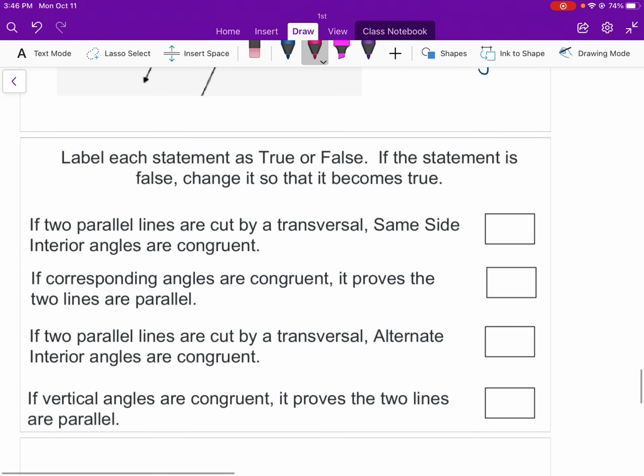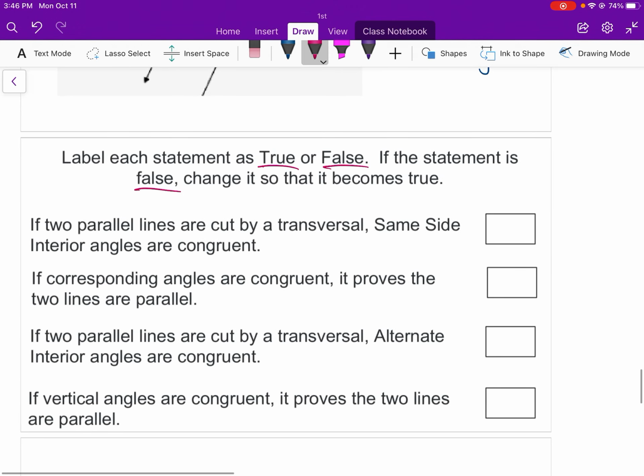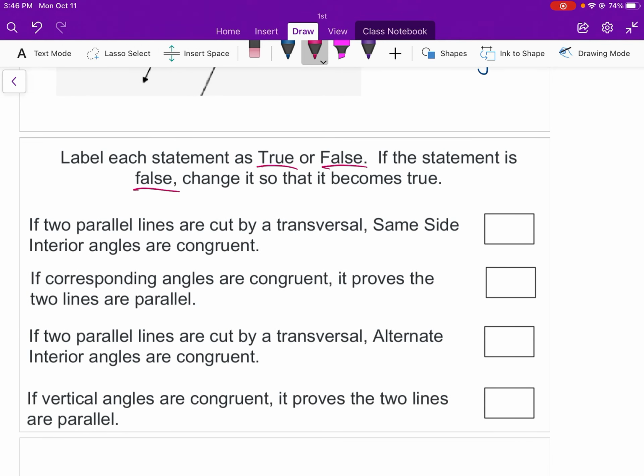Okay. Last question. Label each statement true or false. If the statement is false, change it so that it becomes true. So, if two parallel lines are cut by a transversal, the same side interior angles are congruent. So, here, I recall same side is supplementary. So, this is false. It should be supplementary.